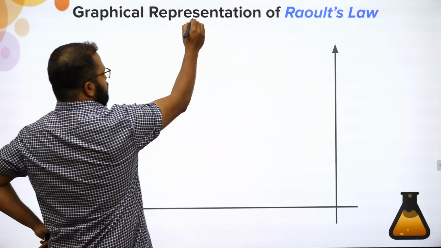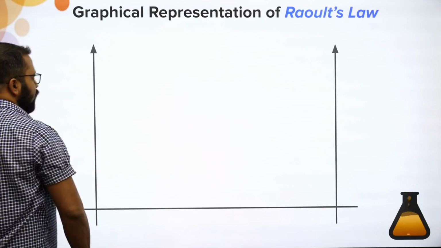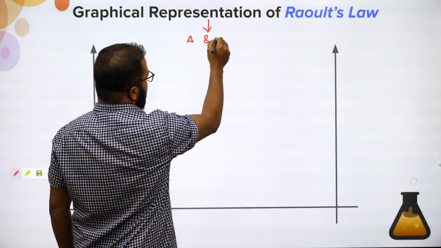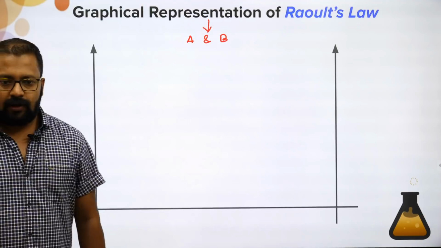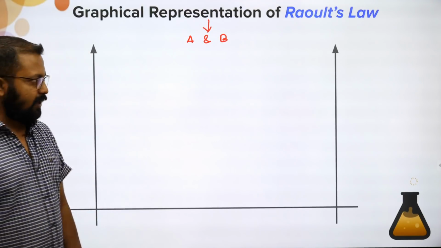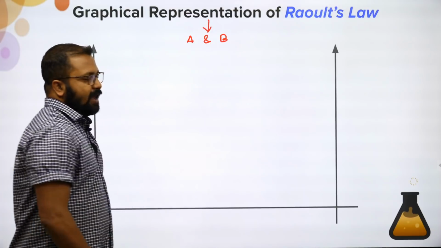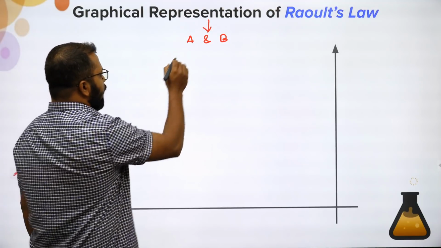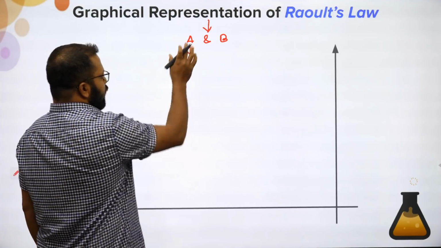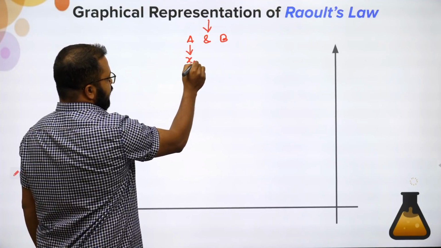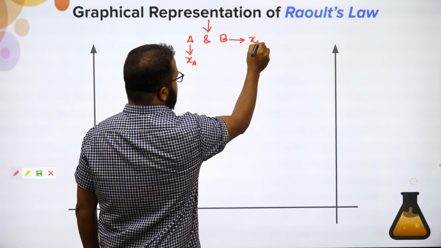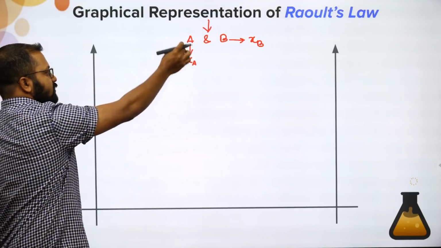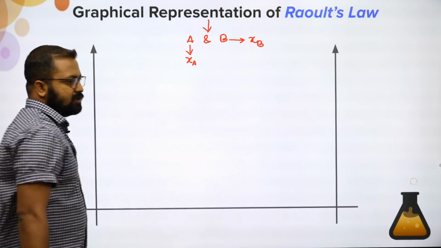Now for the graphical representation of Raoult's law, what I am going to do is take a solution made by two solvents A and B. These two are the solvents and this is the ideal solution. Now suppose in the solution the mole fraction of A is expressed as chi A and the mole fraction of B is expressed as chi B. Okay, it's a binary solution.